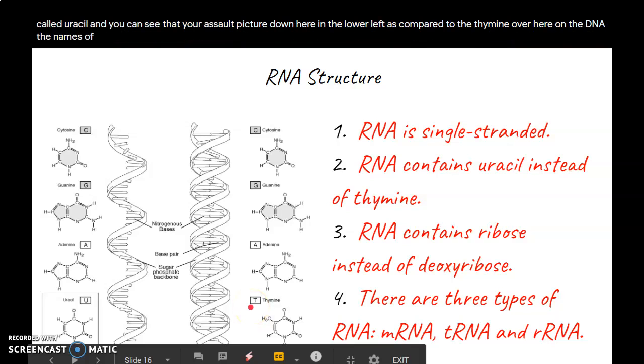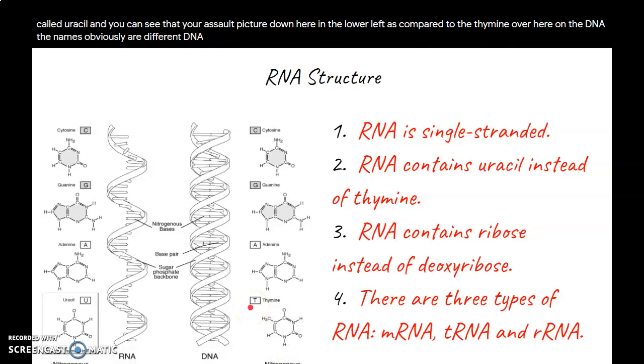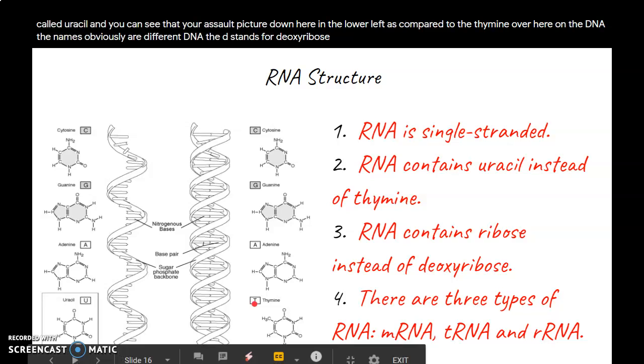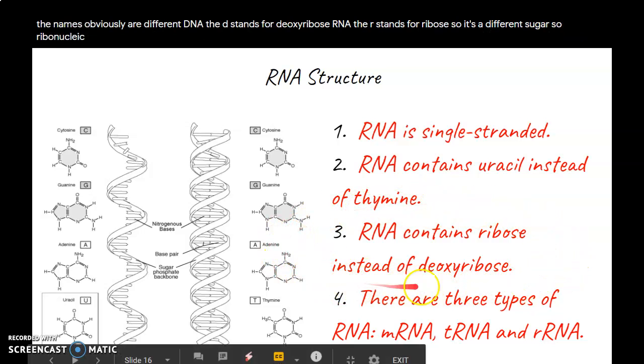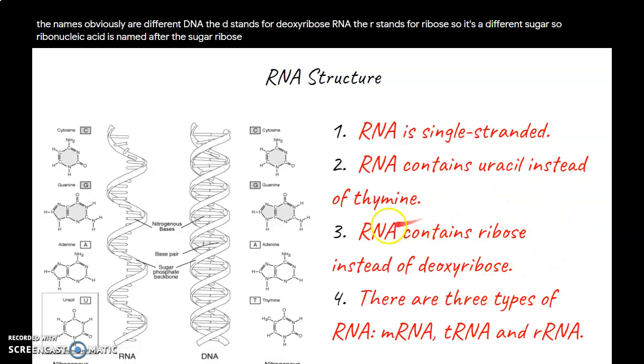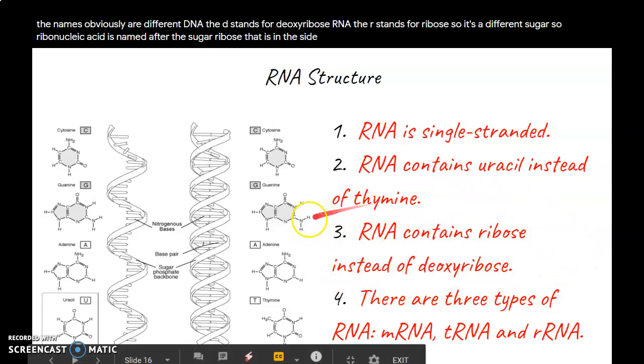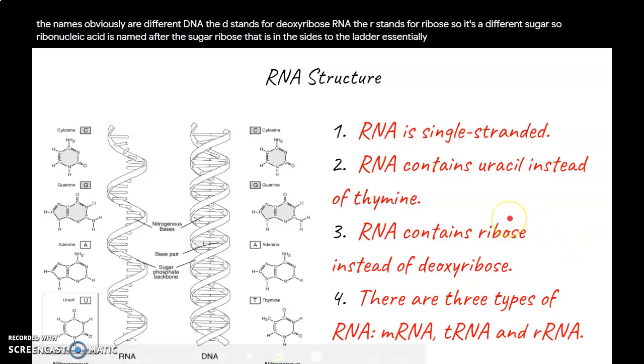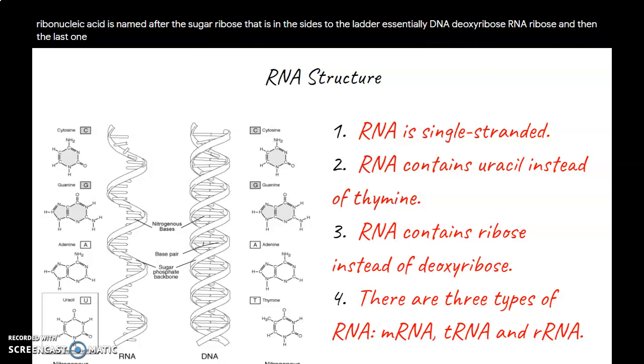The names obviously are different. DNA, the D stands for deoxyribose. RNA, the R stands for ribose, so it's a different sugar. So ribonucleic acid is named after the sugar ribose that is in the sides to the ladder, essentially. DNA, deoxyribose, RNA, ribose. And then the last one, there are different specific types of RNA.